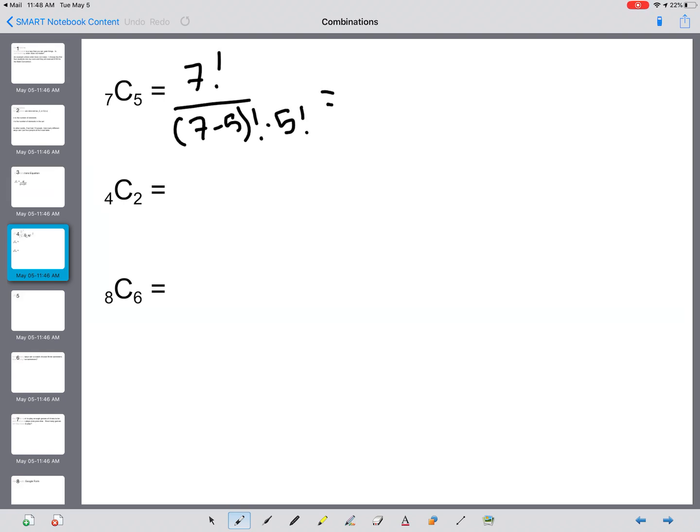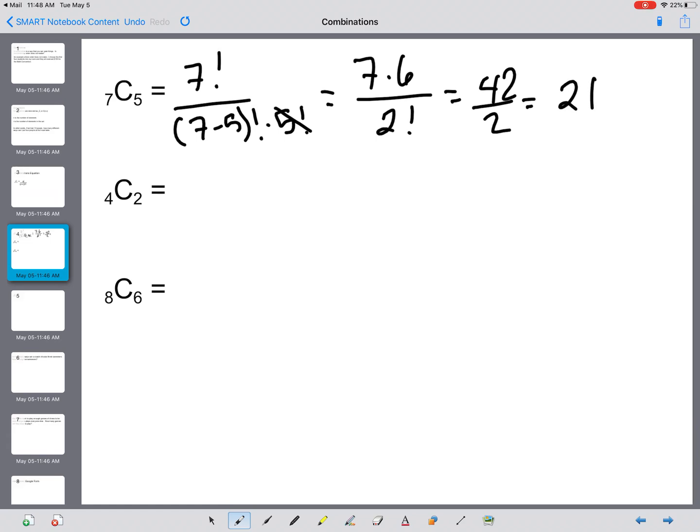Like I said yesterday, I try to get whatever cancels. So the 5 factorial will cancel, and I'm left with 7 times 6 on the top. On the bottom, I'm left with 7 minus 5, which is 2 factorial, which is just 2. 7 times 6 is 42, so I get 21. If you have one of my calculators like I have at school, we can type this in: 7, press PRB, go over to combinations, and then 5. I get 21.